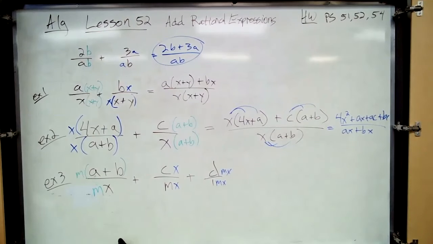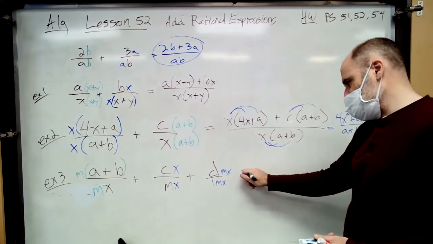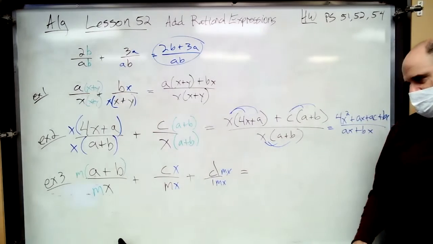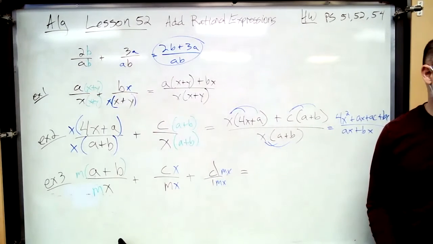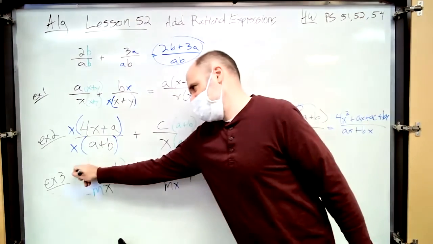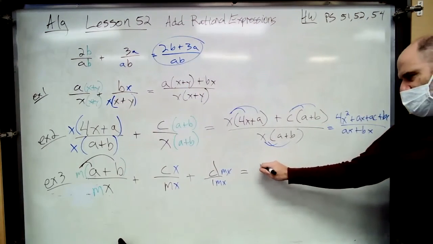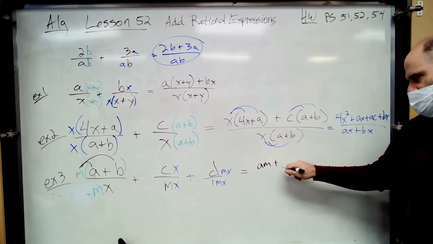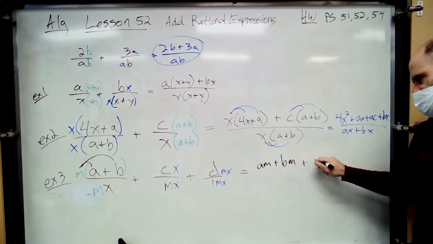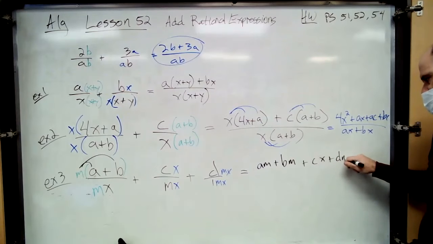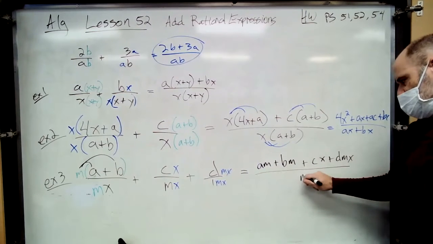So whole numbers are nice because all you do is throw the common denominator on the bottom and on top, and you're good. Okay? All right, so let's add them together. What'd you get? Should we simplify those parentheses at the same time? Let's do that. What is that? AM or MA plus BM plus CX plus DMX all over MX.